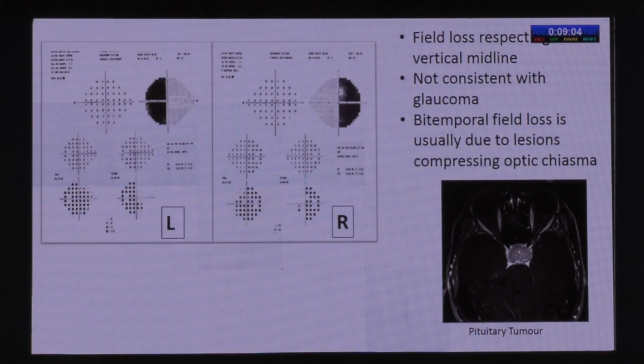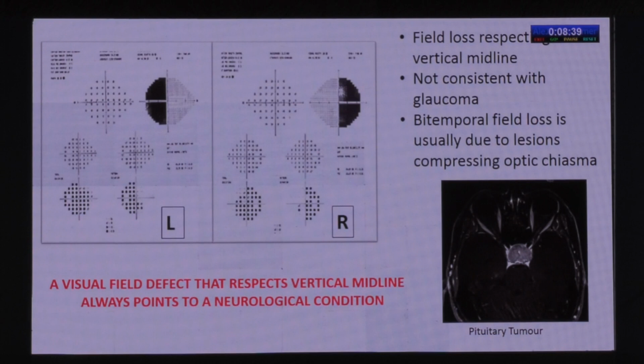Then, if the field loss is respecting the vertical midline, then it is not consistent with glaucoma, because glaucoma respects the horizontal midline, and it is due to the presence of the horizontal raphe. Bitemporal field loss is usually due to lesions which compress the optic chiasma, and we should be very careful to diagnose these conditions, otherwise the late diagnosis will cost the life of the patient. And always remember that a visual field defect that respects the vertical midline points to a neurological condition.